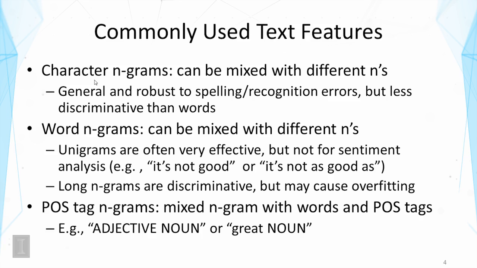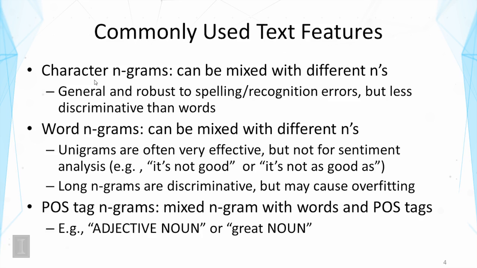And this is also robust to spelling errors or recognition errors. So if you misspell a word by one character, this representation actually would allow you to match this word when it occurs in the text correctly. So the misspelled word and the correct form can be matched because they contain some common n-grams of characters. But of course, such a representation would not be as discriminative as words.